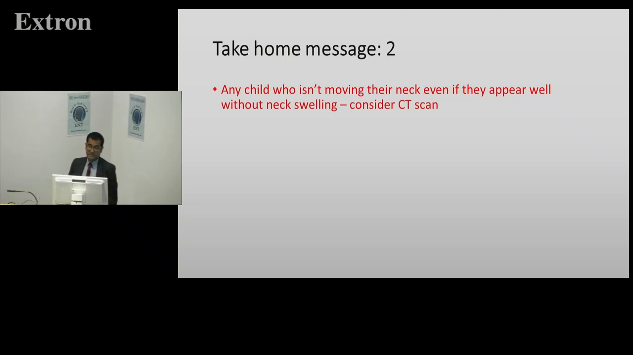My take-home message, the second one, and this is in children and adults, is if you see a child that's not moving its neck, even if they appear well, there's something not right. It's not usual for children not to move their neck. So, consider doing a CT scan. I've picked up quite a few retropharyngeal abscesses this way. Often they come with sore throat, that episode has settled down, sepsis has gone deeper into the fascial planes, and although they look well, there is something not quite right, because they often have a walled off abscess.